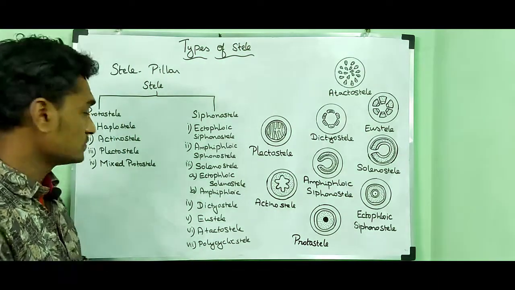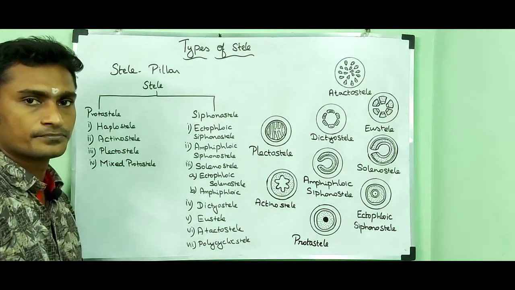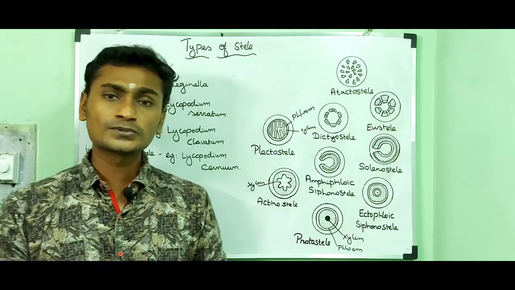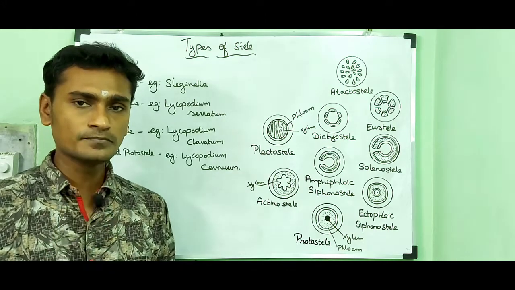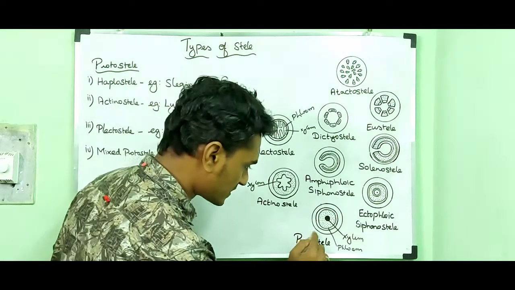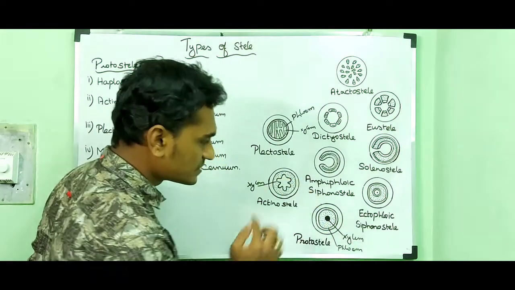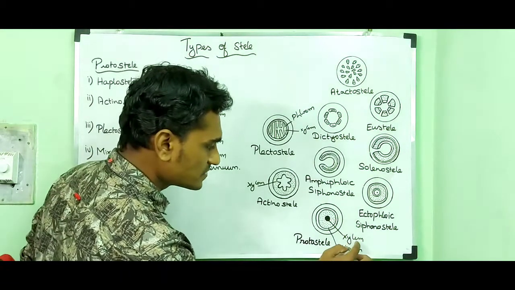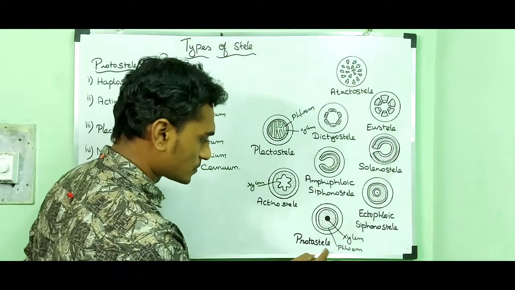Now I am going to tell about protosteel and its types in detail. Protosteel can be defined as the steel in which the xylem is surrounded by the phloem. So this is the structure of protosteel. Here this region is called the xylem and this region is called the phloem. So xylem is surrounded by phloem, and that type of steel is known as protosteel.